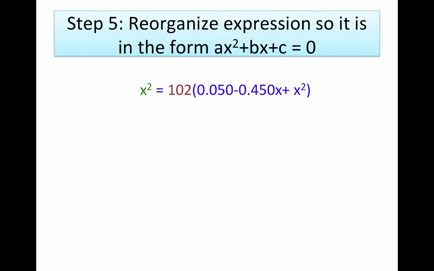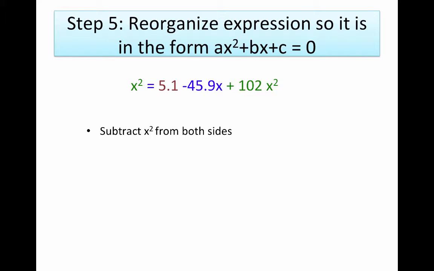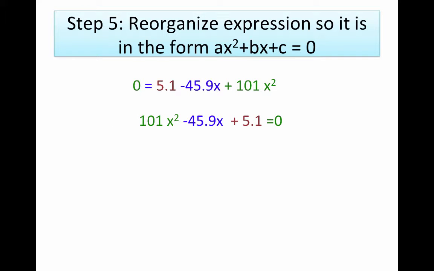And this is what we get. Okay, it's still not in the form ax squared plus bx plus c equals 0. So let's keep on working through this algebra. We're going to multiply what's in the parentheses by 102, and we get this expression. And now we're going to rearrange things by subtracting x squared from both sides, and what we get is 0 equals 5.1 minus 45.9x plus 101x squared.